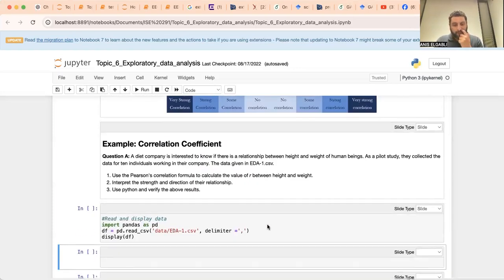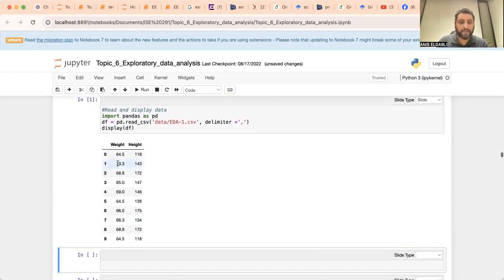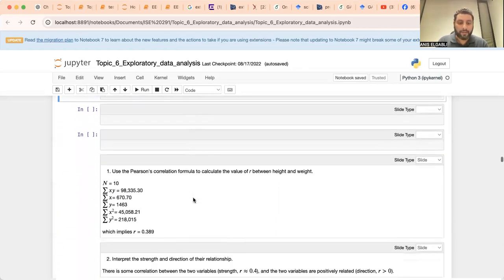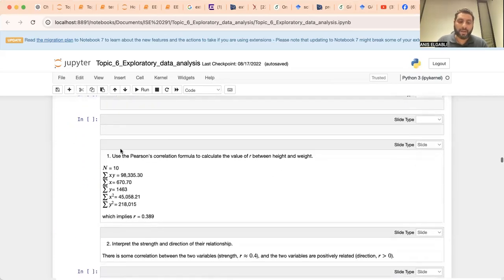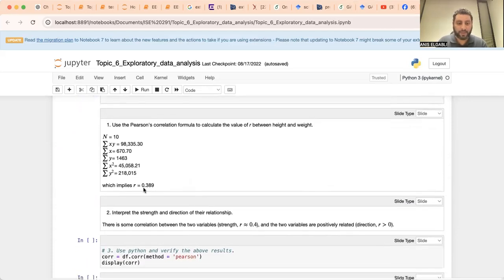So let's work with this file here. We are loading the file and displaying the data. Here we have two variables, the weight and the height. And here we are computing the correlation between these two. Given the weight, does it really tell me information about the height? As the weight increases, does the height increase or not? We can compute the Pearson's R correlation here, and we get this value, 0.389.